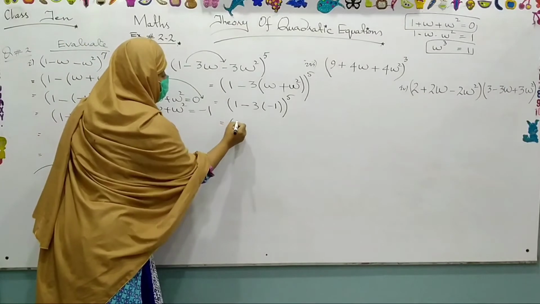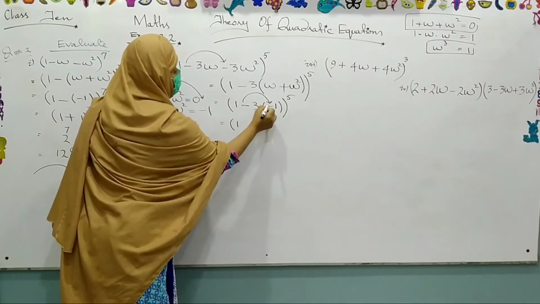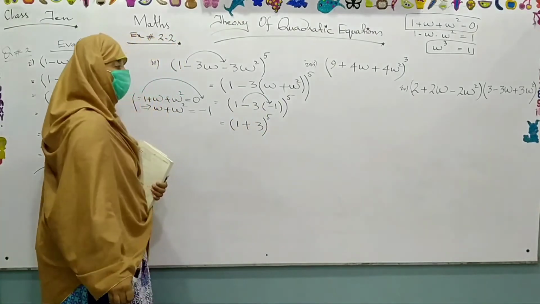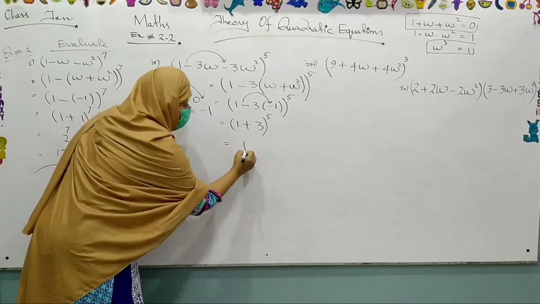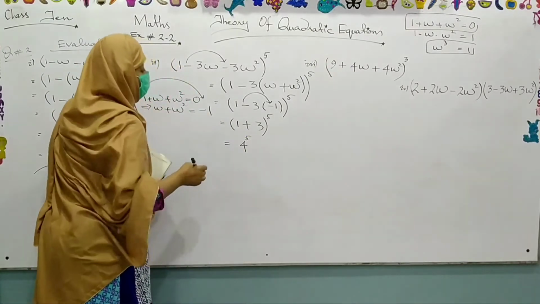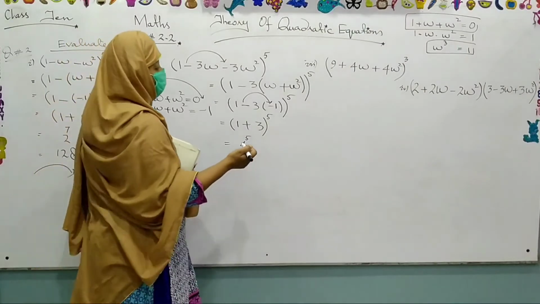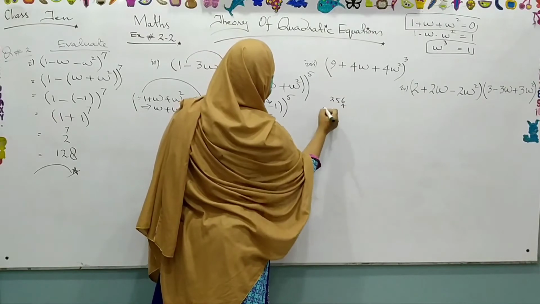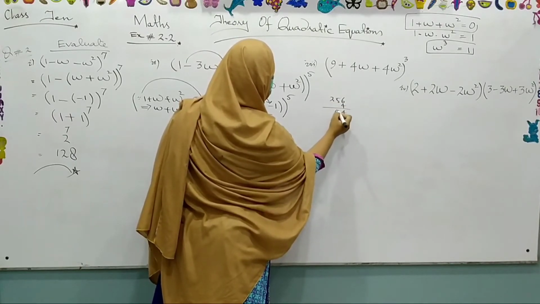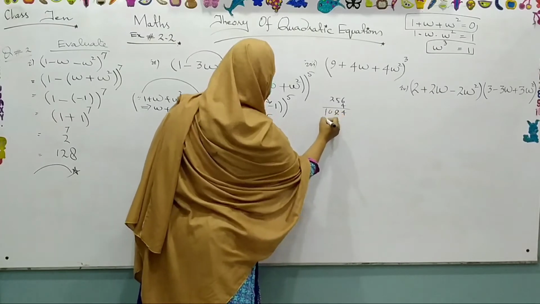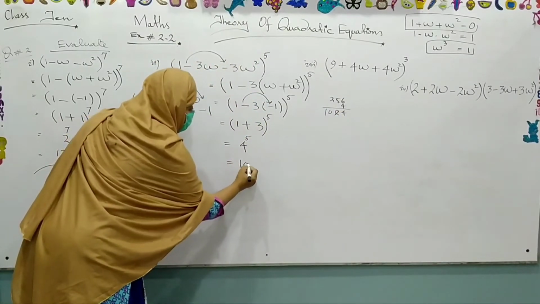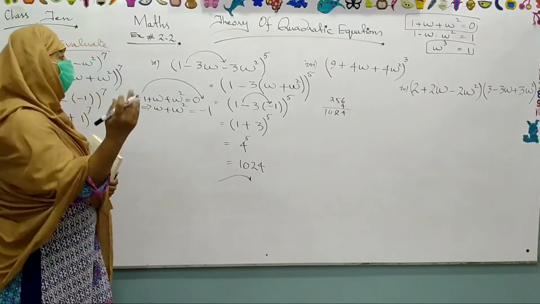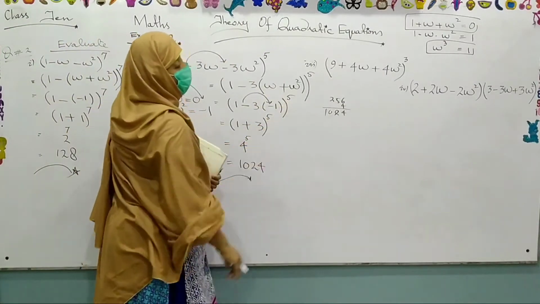What it will be? It will be 1 minus, it will become plus, 3 times 1, the 3, whole raised to power 5. What is 1 plus 3? It is 4. 4 raised to power 5. And you will multiply it: 4 fours are 16, 16 fours are 64, 4 times is 256, and when you multiply by this one, 1024. My answer will be 1024. This is 4 raised to power 5. And same logic you will show here.